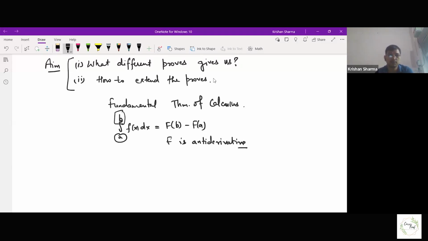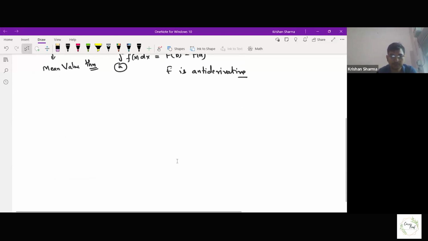Also, there is Rolle's theorem. You all might be aware of that. If not, then it's okay. And its extension is the mean value theorem. So that's the idea. Those are the main two aims I want to give you. So I'm going to start my lecture.